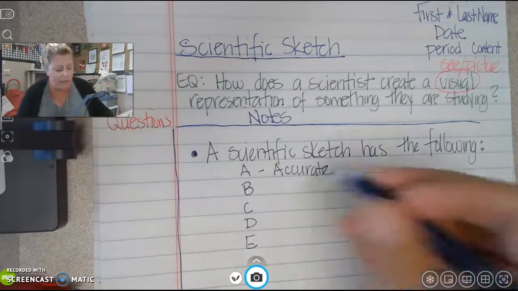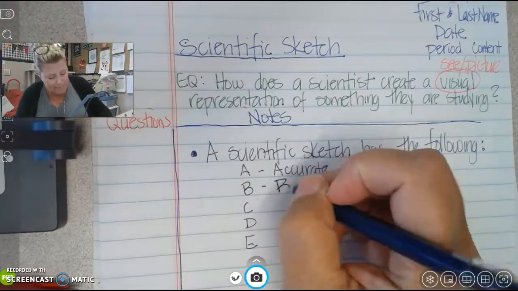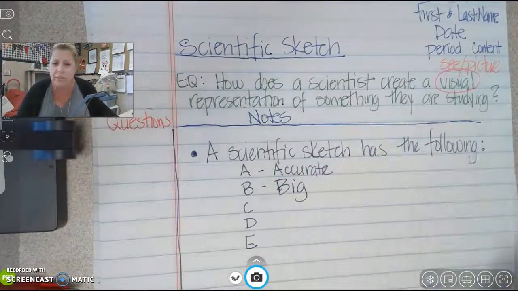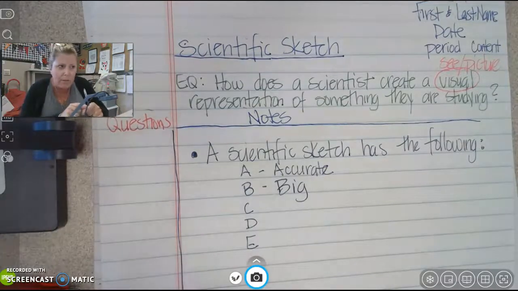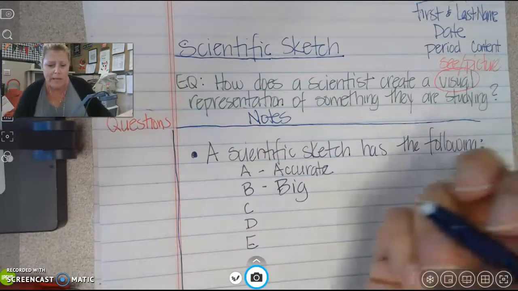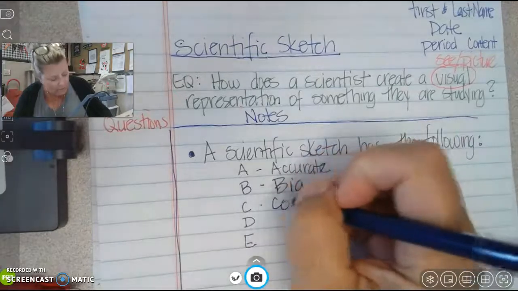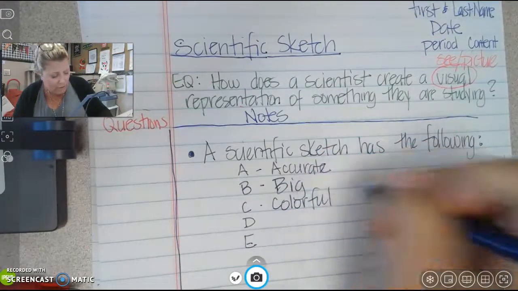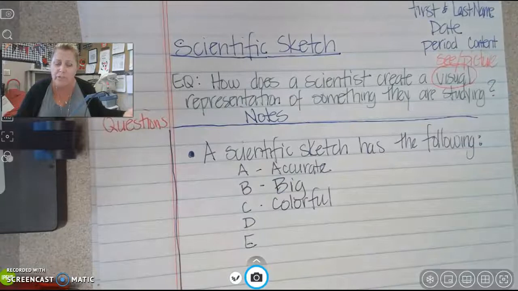So, accurate. It also needs to be big. That means it needs to be large enough that somebody can read it. It can't be this small little itty bitty picture that nobody can see. It also needs to be colorful. It needs to match what you are trying to visually represent. So the colors of your sketch have to match your leaf so that somebody can look at your sketch and go, oh yeah, that leaf is the leaf over there.